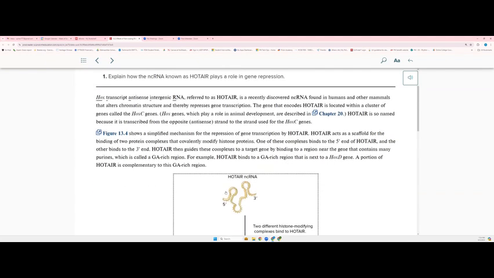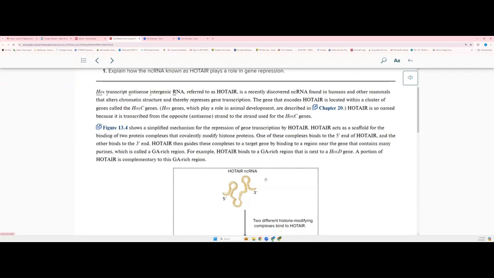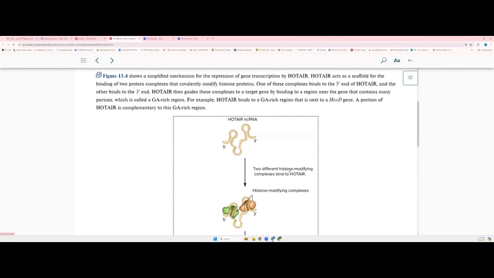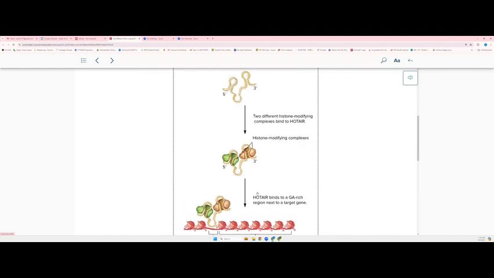So here is an example. This type of non-coding RNA is called HOTAIR non-coding RNA. During the transcription steps, it can bind to two different types of complex. This green one and the brown one, they are all complexes. Basically, they are like proteins, right? So this non-coding RNA can bind to two different complexes.